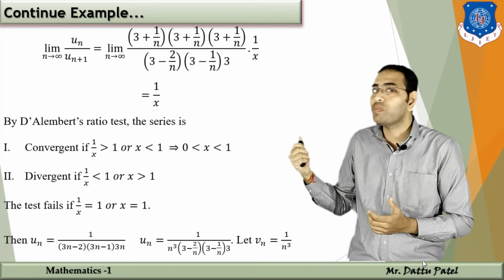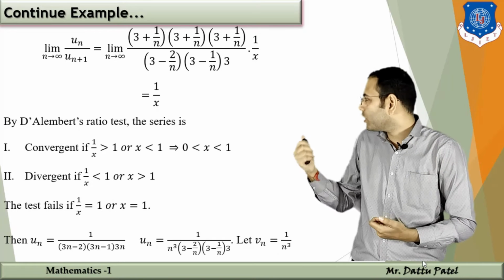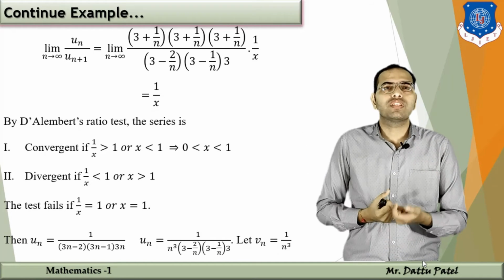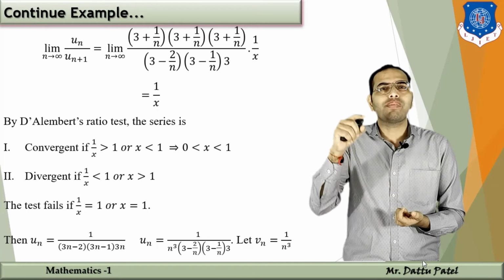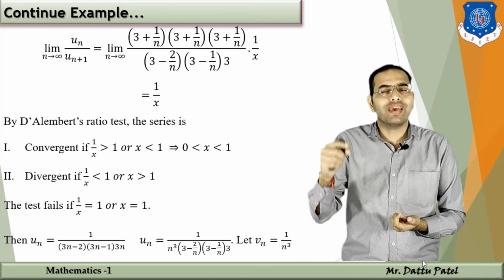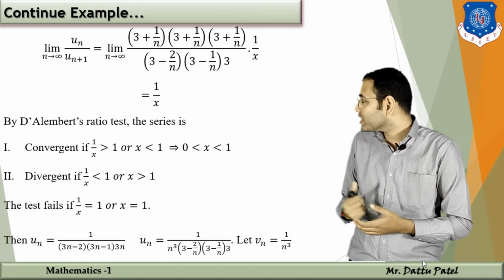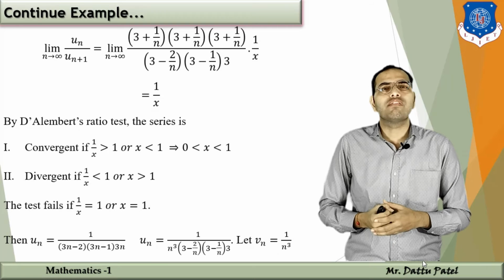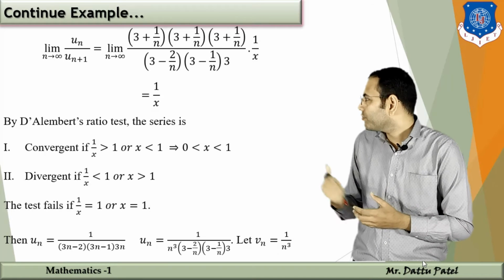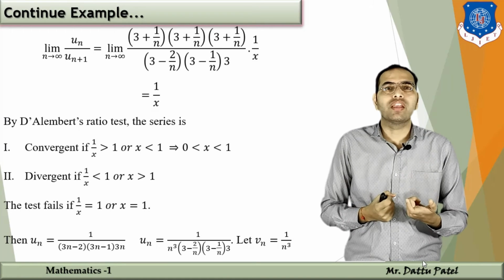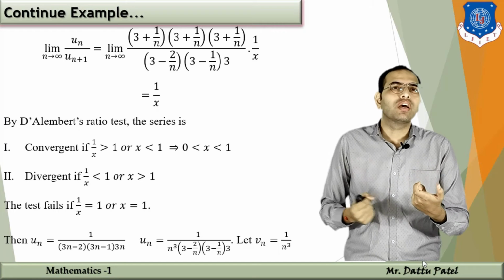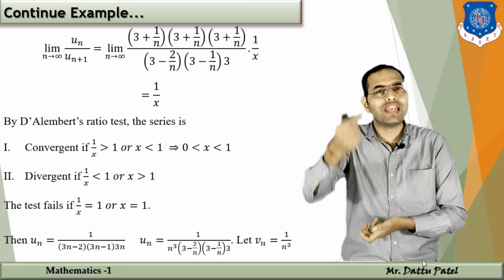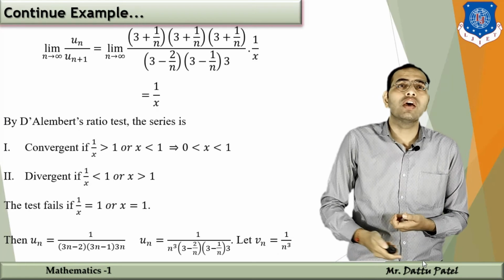Substituting the value of x in our un, it becomes 1 upon 3n minus 2, 3n minus 1 into 3n. Now simplifying that term, it is 1 upon n cube into 3 minus 2 by n into 3 minus 1 by n into 3. Here the denominator portion is in polynomial form, or we can say different powers of n, so obviously we have to apply the comparison test. For finding the Vn, we take the dominant term of the numerator portion and the dominant term of the denominator portion. The numerator portion has 1 and the denominator portion has n cube. Then 1 upon n cube is our Vn.